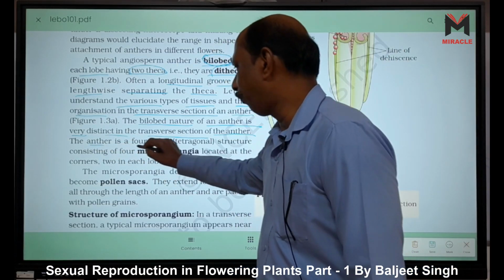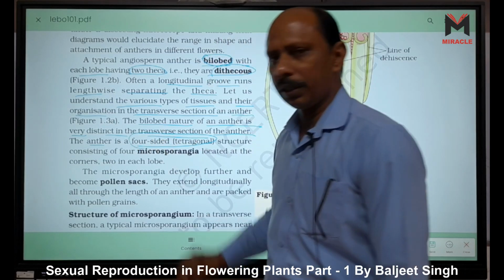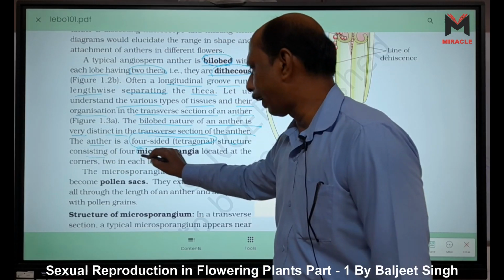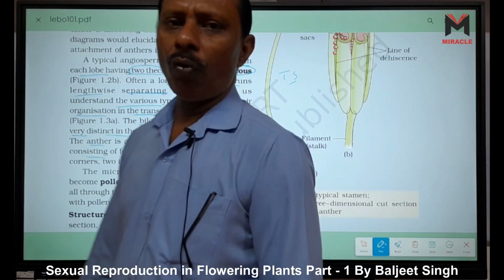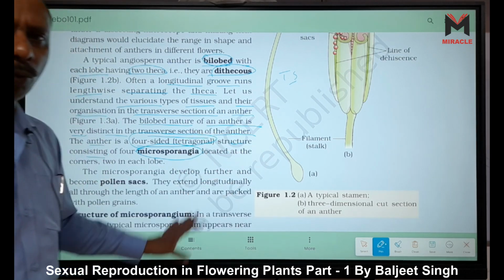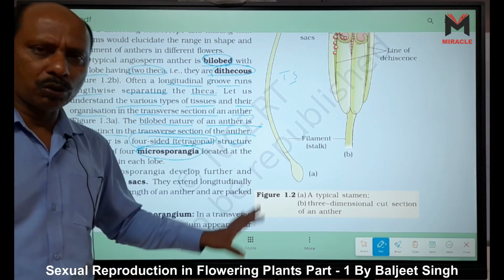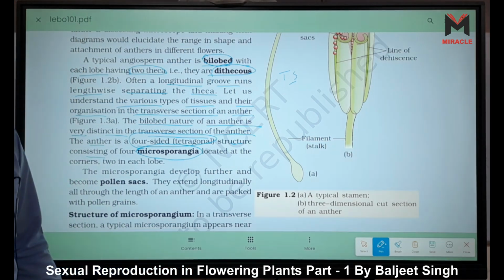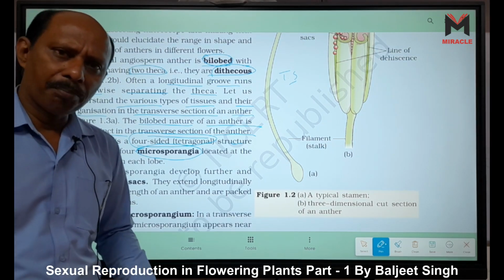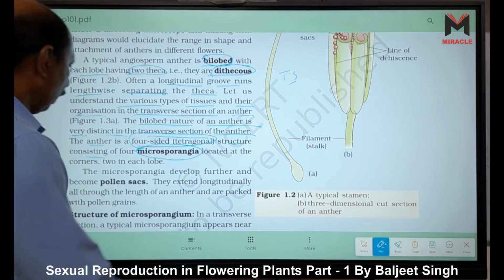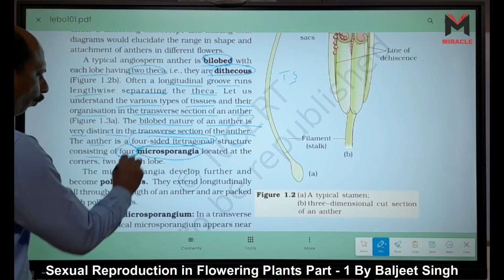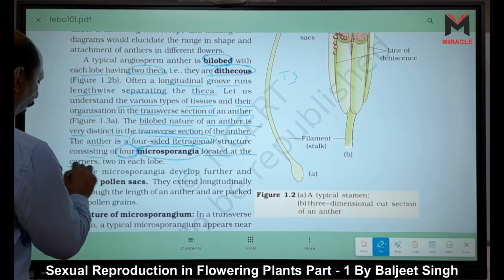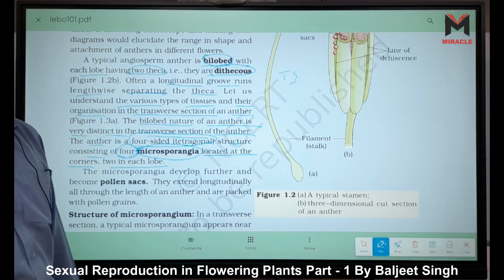The anther is a four-sided, that is called tetragonal structure. Right? It consists of four microsporangia. How many sporangia are there? Four. Because they contain microspores, they are called microsporangia. Which contains spores, they are called sporangia. Microspore, microsporangia. Megaspore, megasporangia. Right? How many sporangia are there? Four. That's why they are called tetrasporangiate, located at corners, two in each lobe.